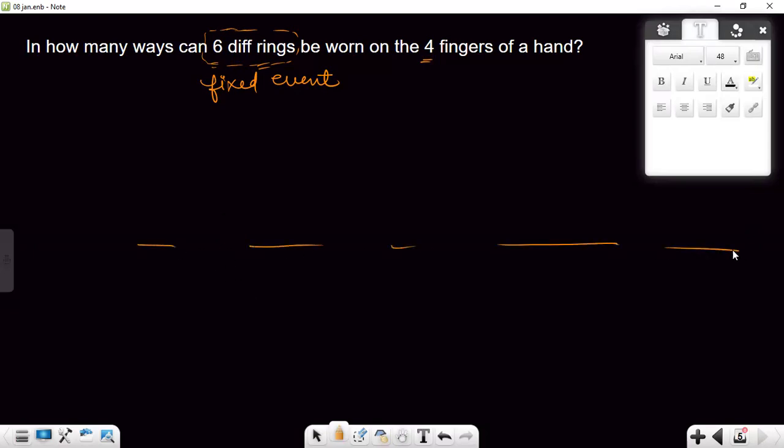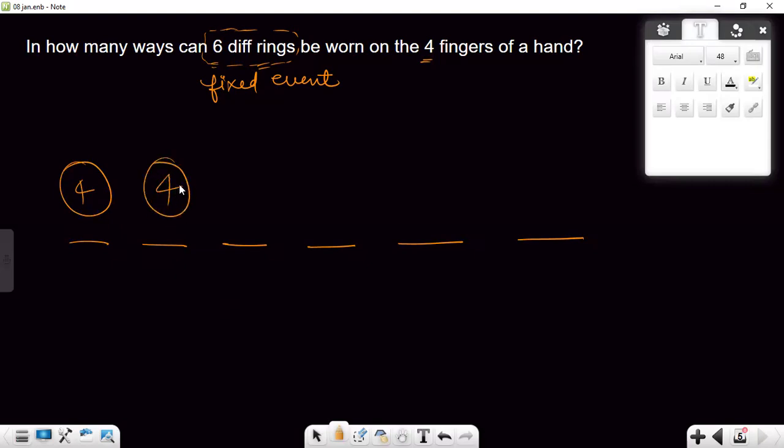When we write places, we refer to the places only when that particular place is definitely going to get filled. So the finger was not sure, but we are very sure with the ring that we are not going to waste it. Okay, so ring number 1, ring number 2, ring number 3, ring number 4, 5, 6. How many choices for ring number 1? There are 4 choices. 4 fingers are available. For the second, there are also 4 fingers because we may have multiple rings on a single finger. Same goes for the third, fourth ring, fifth ring, and sixth ring.